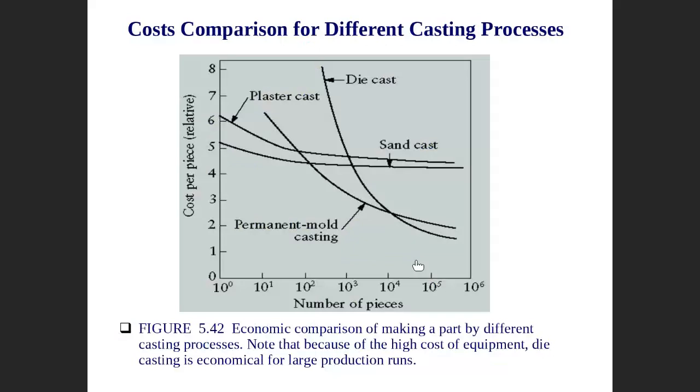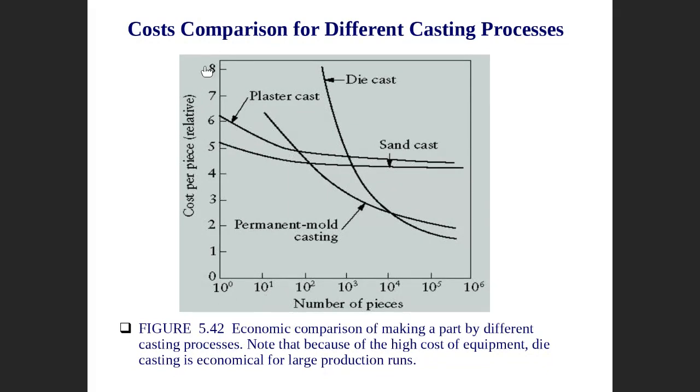And I would like to conclude this chapter with this figure. This figure shows that this is die casting, this is sand casting, this is plaster casting, this is permanent mold casting, against the number of pieces. This is the relation between cost and the number of pieces you produce by casting. This is 1, 10 pieces, 100, 1000, this is 10,000, 100,000, and so on.